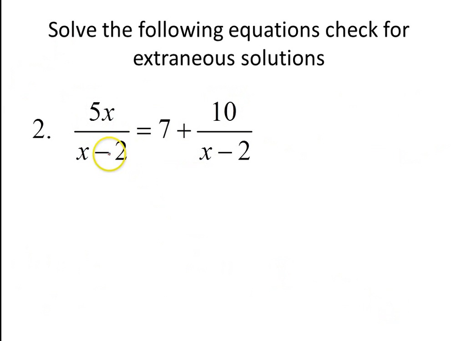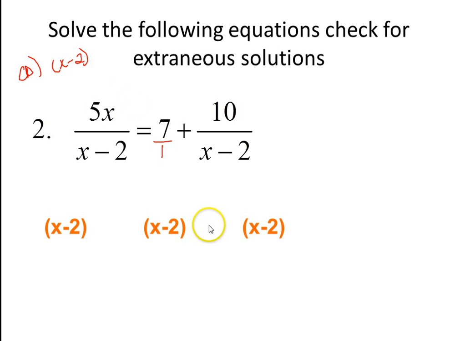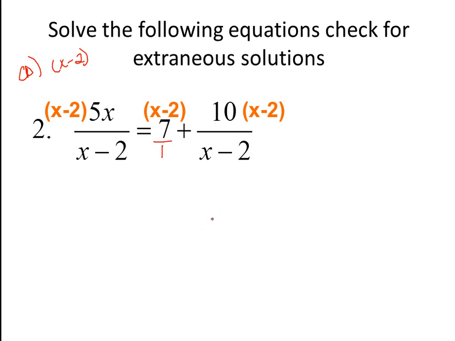The next one, I've got 3 fractions. I've got 1 on the left and I've got 2 on the right. So since I have 3 fractions, more than 1 on each side, I've got to find that common denominator and multiply everything by it. Well, I have x minus 2 right here. This is 7 over 1. 1 can be anything. And the last one is x minus 2. So what's my common denominator? My common denominator is x minus 2. So I need to multiply everything by that so I can cancel them out. So I'm multiplying by x minus 2 over 1.